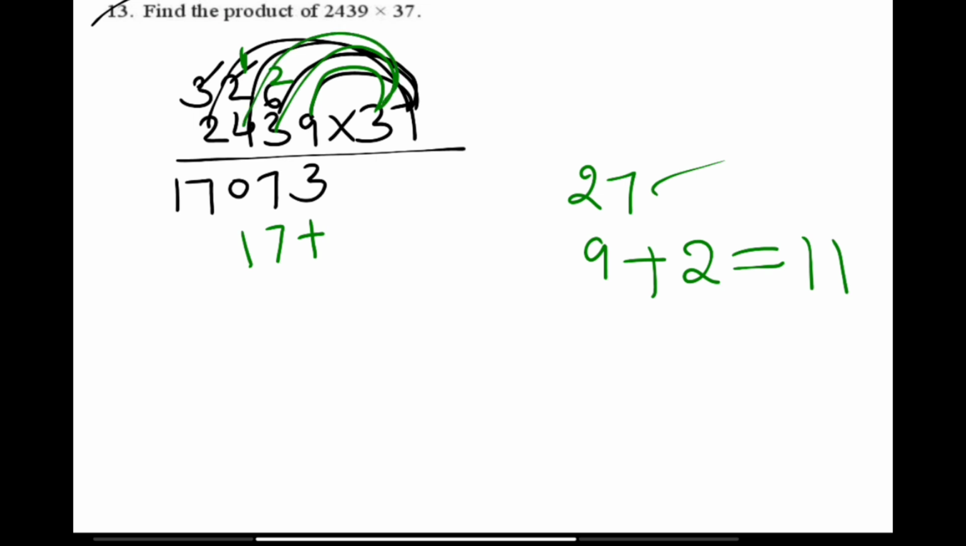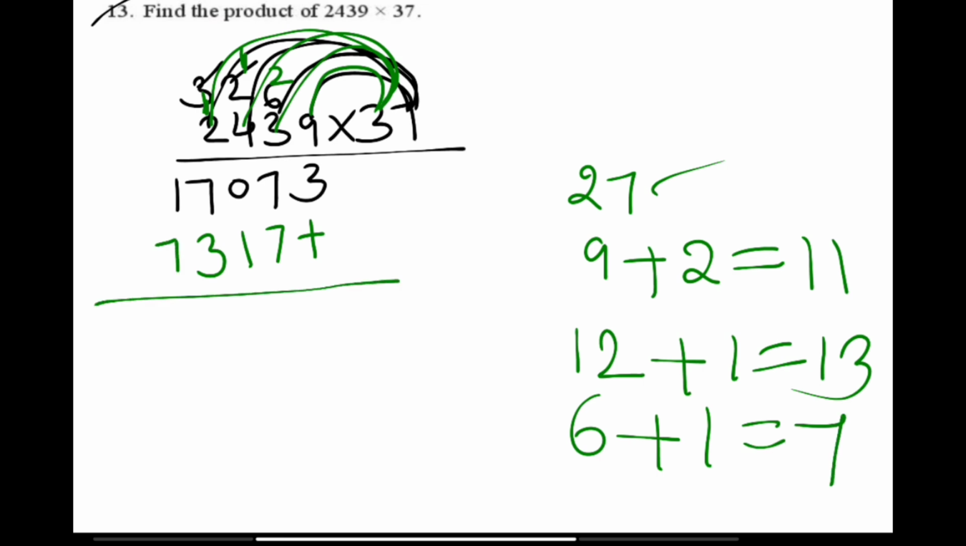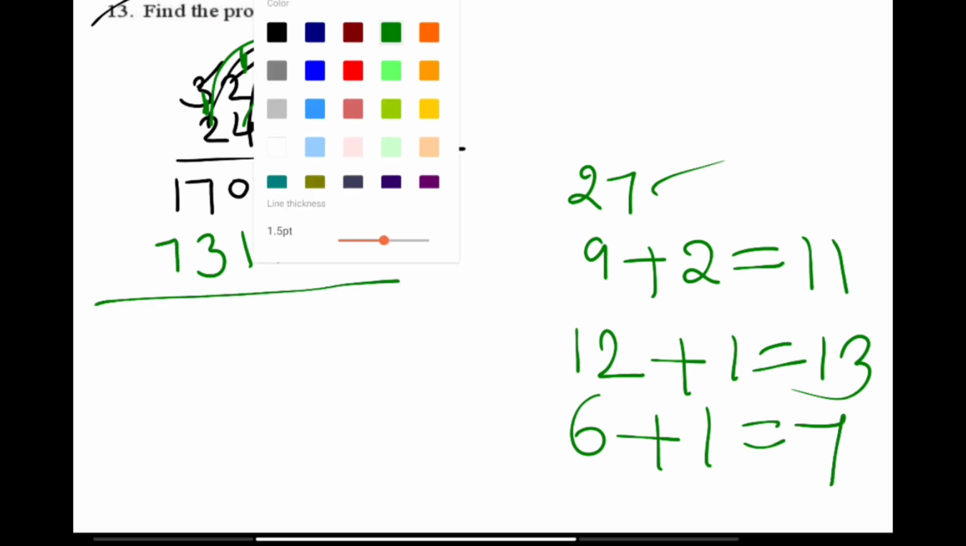Next, 3 fours are 12, right? 12 plus 1 is 13. So we'll write 3 here, and the 1 will carry over to the next place. Next, 3 twos are 6. 6 plus 1 is 7, right? So we'll write 7 here. So let's add all these numbers here.